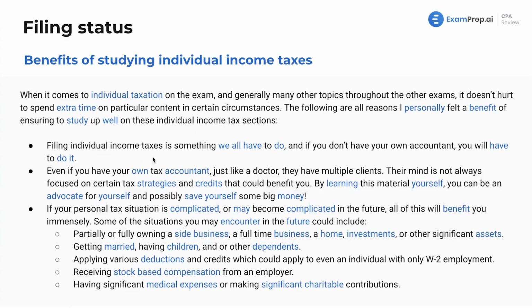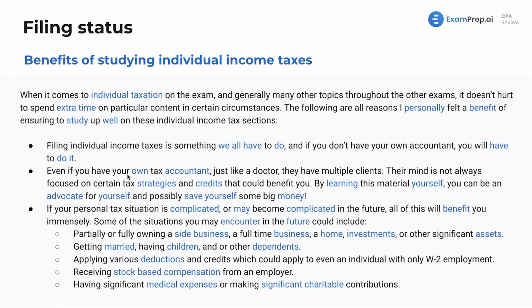Now, filing individual income taxes, this is something we all have to do. And if you don't have your own accountant, you're going to have to do it. And this is on top of the fact that you need to know this for the exam. So this is just me giving you extra incentive to be like, hey, I know this sucks. I know it's not fun, but guess what? You need to know it anyway for the exam, so you might as well benefit extra from it.